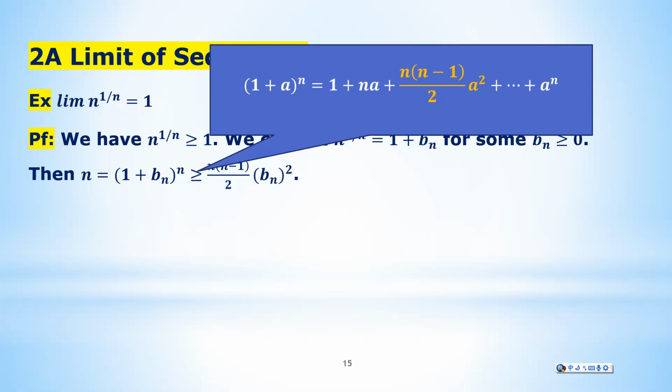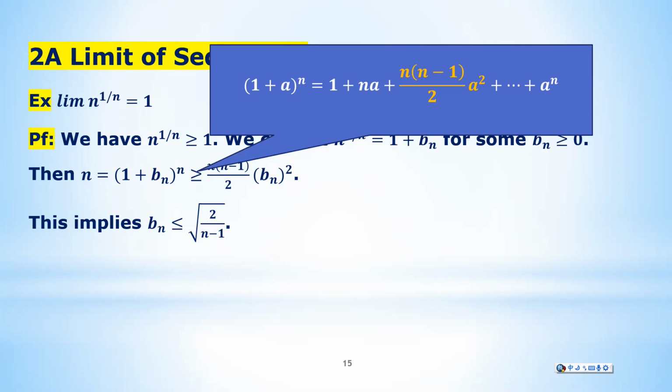And then you can see that the n can be canceled, and then the bn still can be controlled by something small. Okay. And then this will imply that bn is less than square root 2 over n minus 1. Of course, the expression is a little bit complicated.